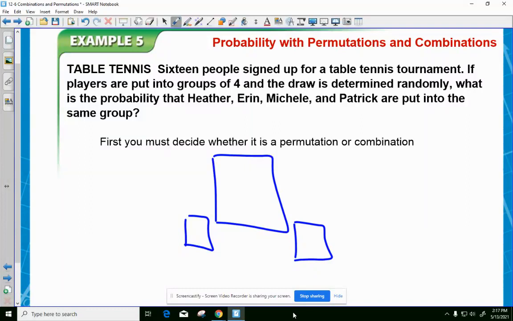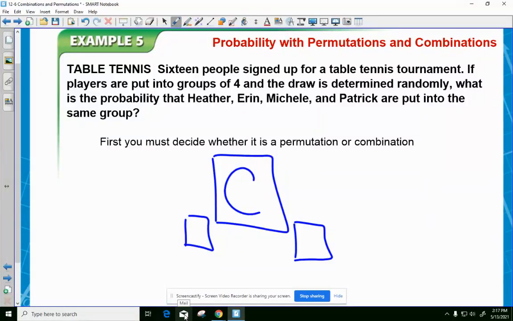Okay. Does the order matter? 16 people sign up for a ping pong tournament. Well, I love me some ping pong. All right. If the players are put into groups of 4, what's the probability that we get Heather, Aaron, Michelle, and Patrick into the same group? Does the order matter? No. We need those 4 people together. Does it matter which one gets said first, second, third, or fourth? No. So that is a combination.